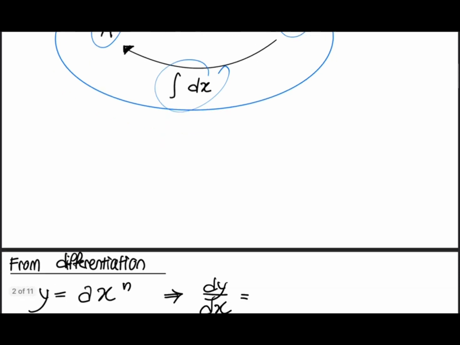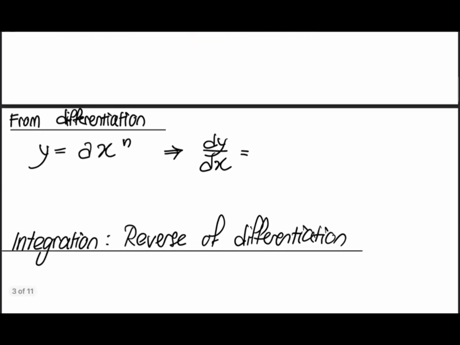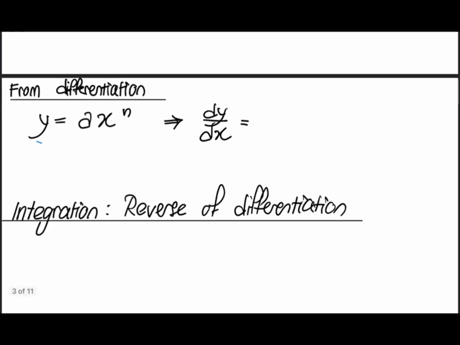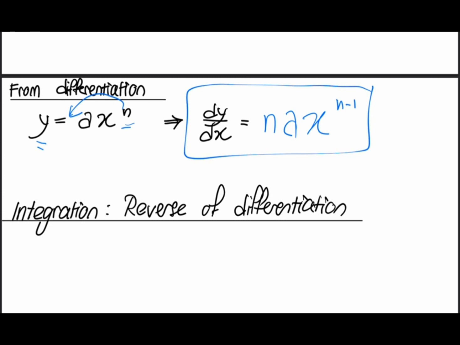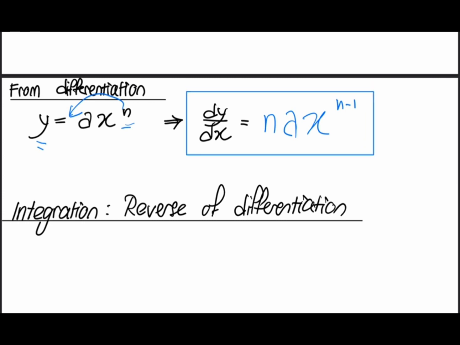From differentiation, we learned already that when we have y equals a x to the power of n, when we differentiate the whole term, we put down the power of the x and we get n a, and x will be copied back. However, the power is reduced by 1, right? This is the normal differentiation formula that you need to understand and you need to memorize.